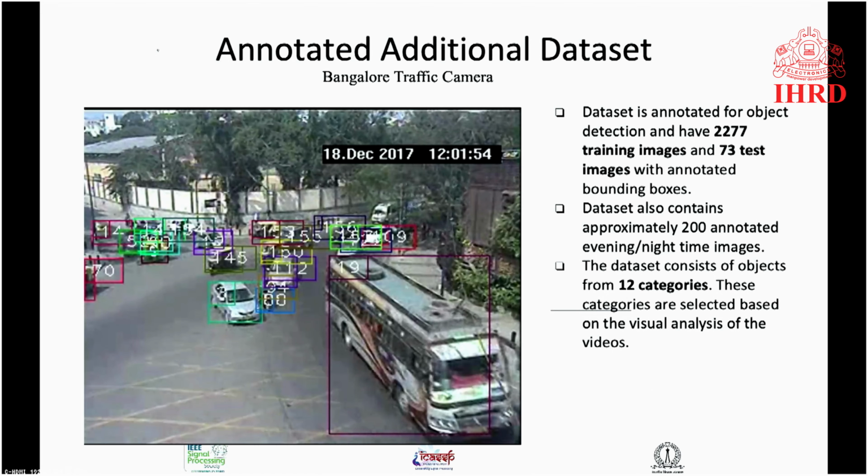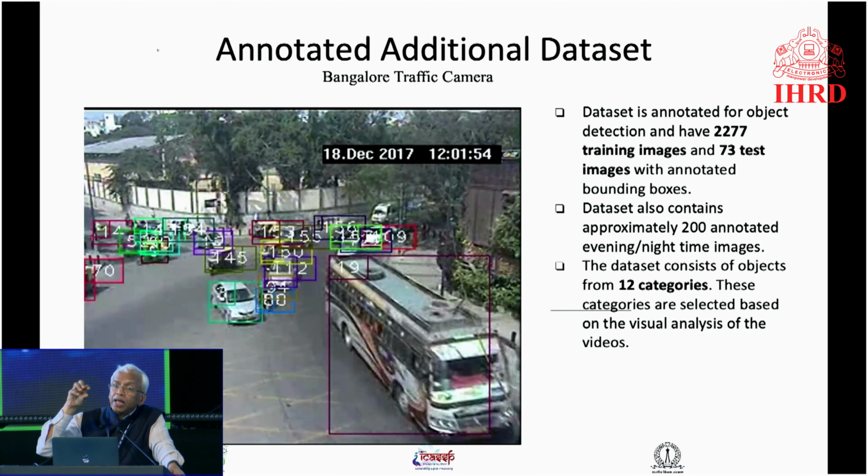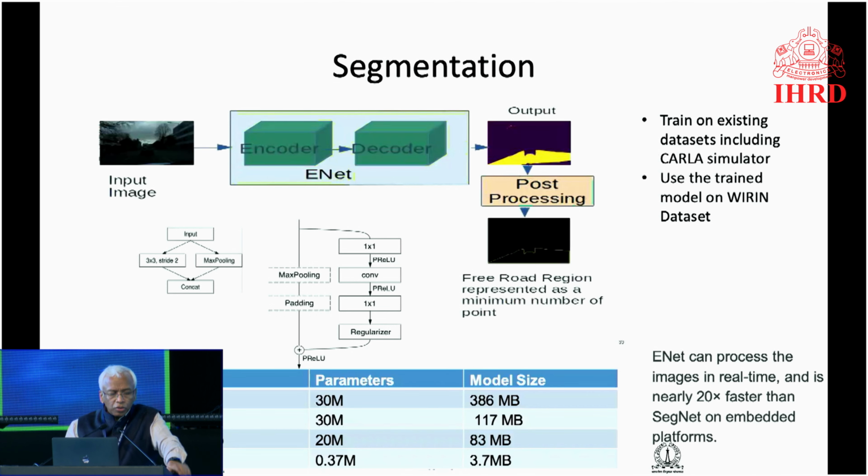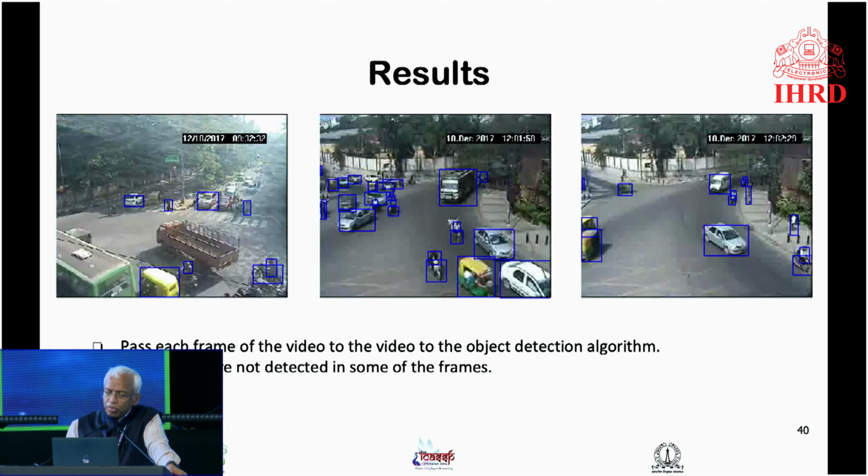So the goal was to test whether AI can detect vehicles on Indian roads, right? Autos, buses, motorcycles, and so on and so forth. I'll not go into great detail about different algorithms because that is not what is important. But you can see there are some results where in each frame, you are able to identify objects in that frame of the video.